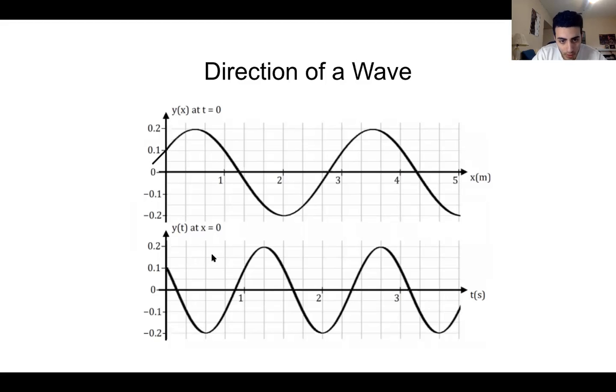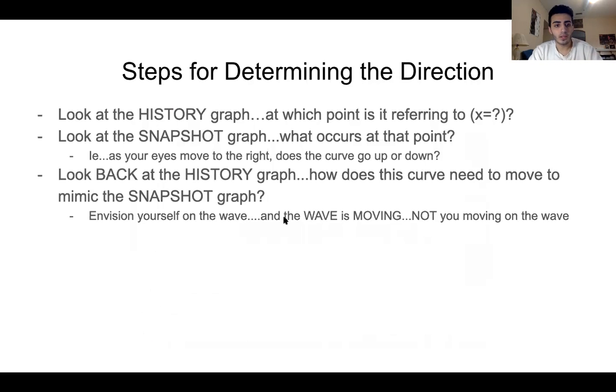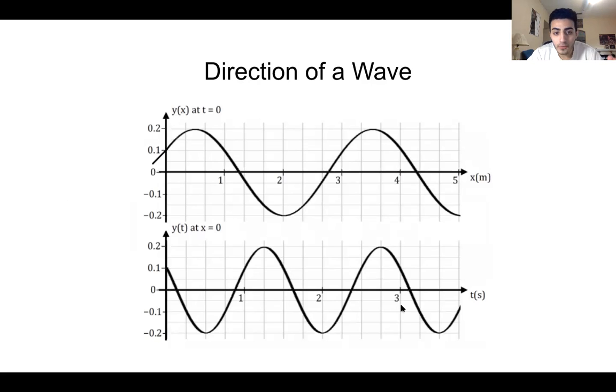Okay, so for instance, this is x equals 0. We're going to look at this point. If this said x equals 1, we look at this point. X equals 2, we look at this point. Okay, so that's the first step. Now the second step, look at the snapshot graph. What occurs at that point? And by the word occur, I mean as you move your eyes right, does the curve go up or down? So maybe confusing, but let's take it one step at a time, guys.